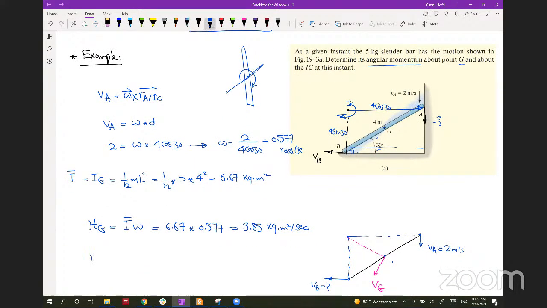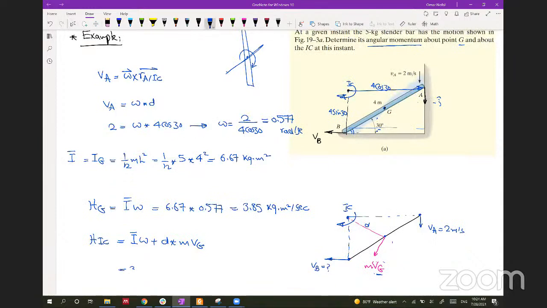And if you want to get this about the instantaneous center here, you will have to take the moment of the MV_G, the linear momentum. So about the instantaneous center, it will be equal to I bar omega plus the moment of this, let's call this d, multiplied by MV_G. I know I bar omega, I just calculated it, 3.85, plus d. So let's get d.